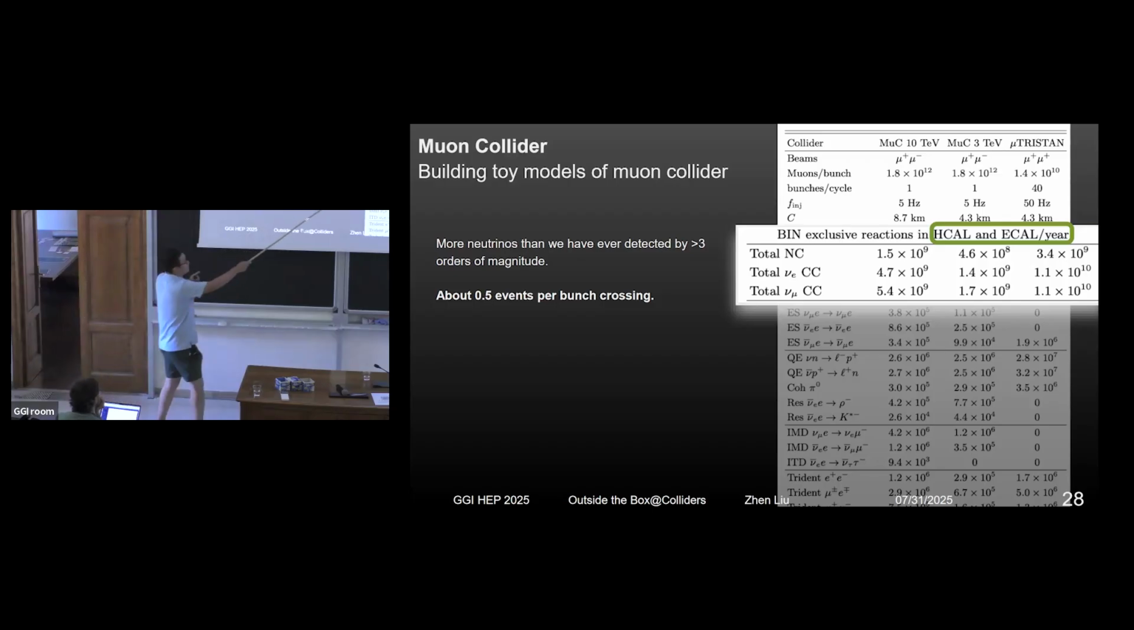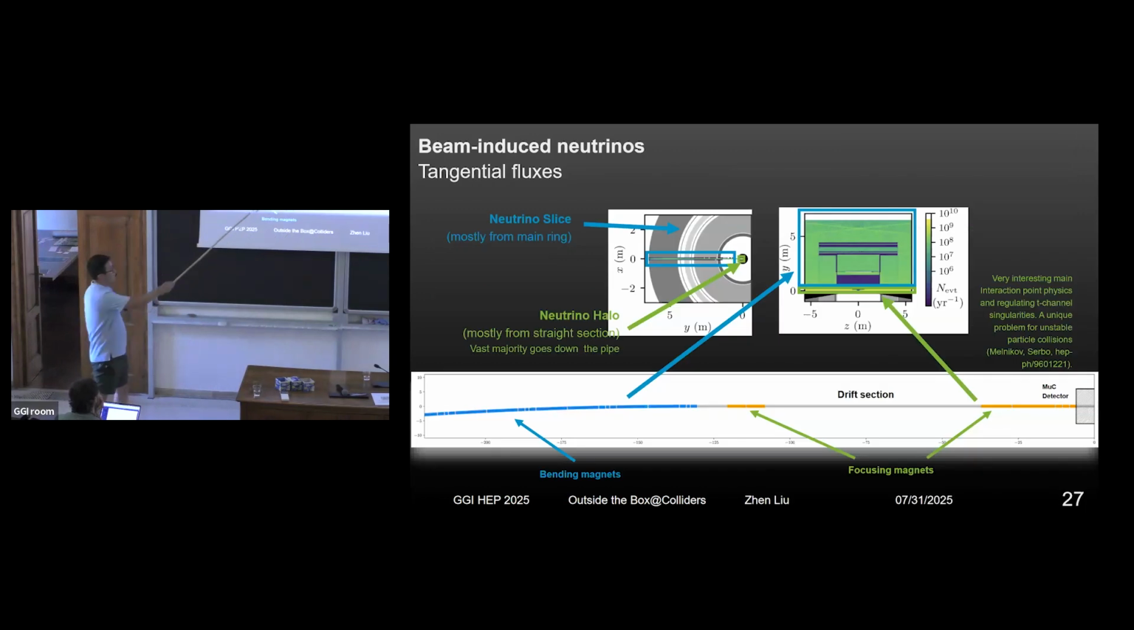Sorry, this one only takes the H-cal and the E-cal region, which is only the large radius. So if you take the slightly inner part, you will have a higher rate as well.